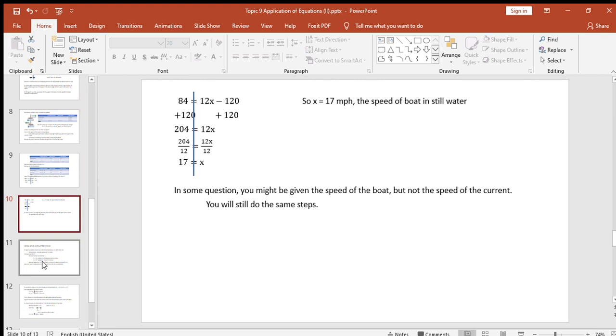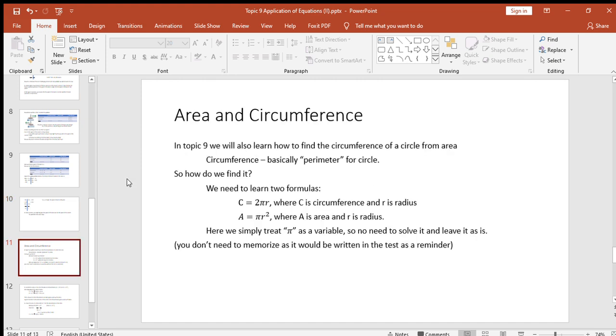Now since we're done with the distance, rate, and time problems, let's move on to the final one. Final topic for the final section for topic 9, area and circumference. Area should be similar to you, but some of you might not know what circumference is. Circumference has a relationship with circles. You can think of circumference as perimeter for circles. It's the distance around a circle.